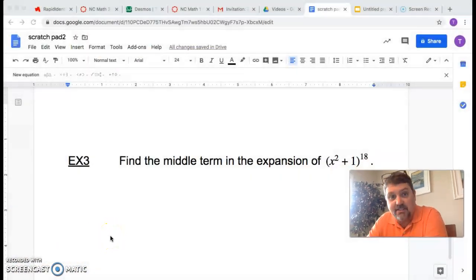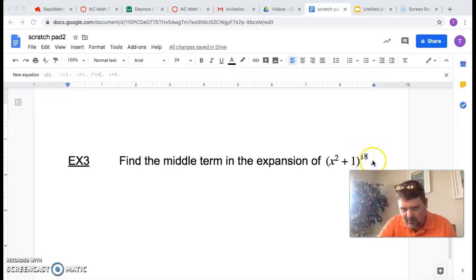All right, so here's what we're being asked to do. Find the middle term in the expansion of (x squared plus 1) to the 18th power. Now, first of all, somebody might be saying, well, it's even, how's it going to have a middle term? But you have to remember there are always n plus 1 terms. So that means there are 19 terms. So there is a middle term, and they won't ask it if there's not.